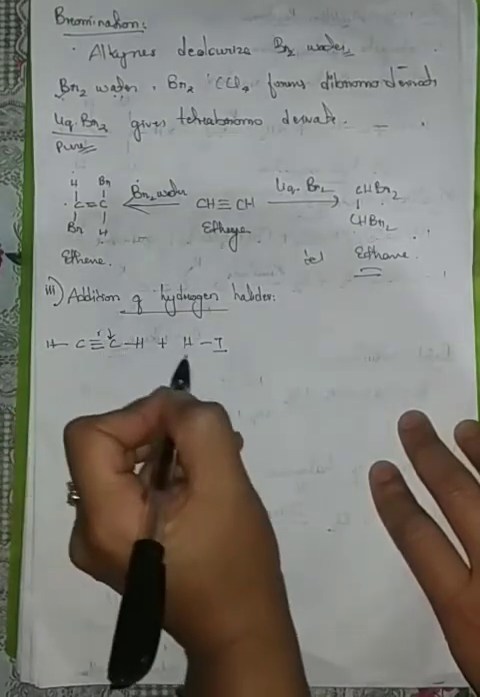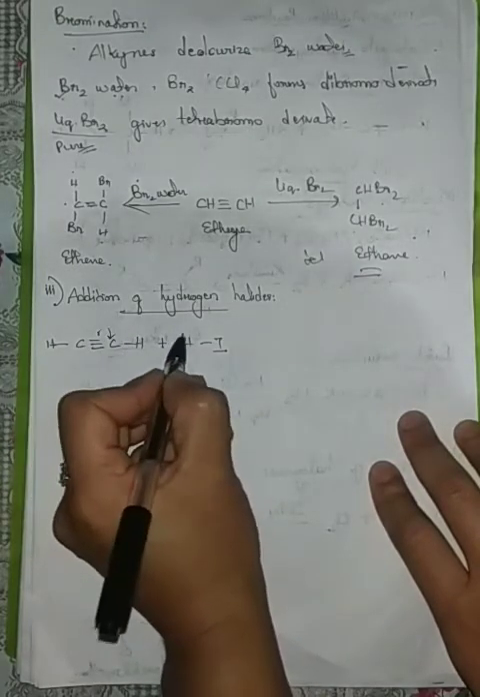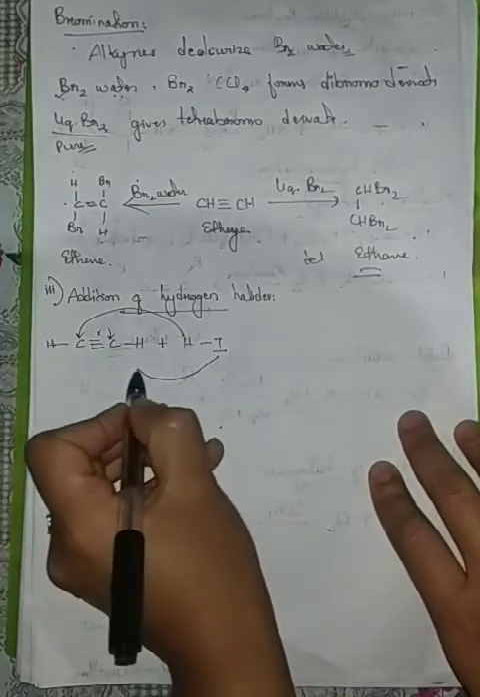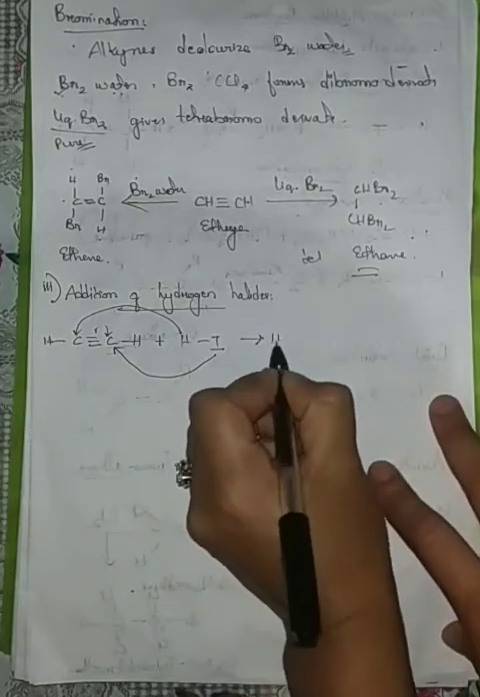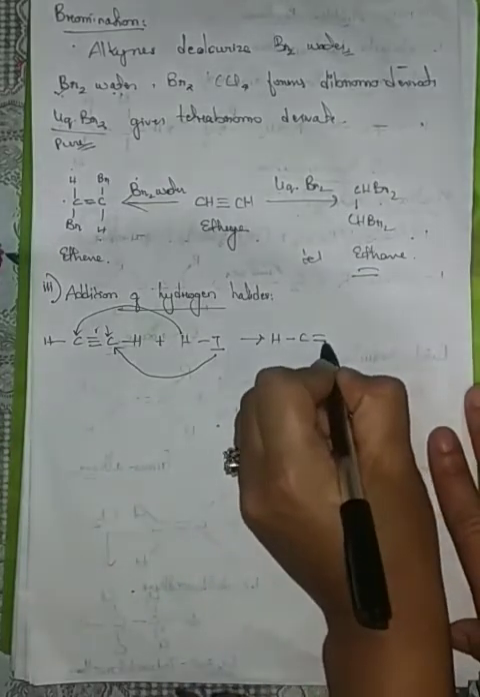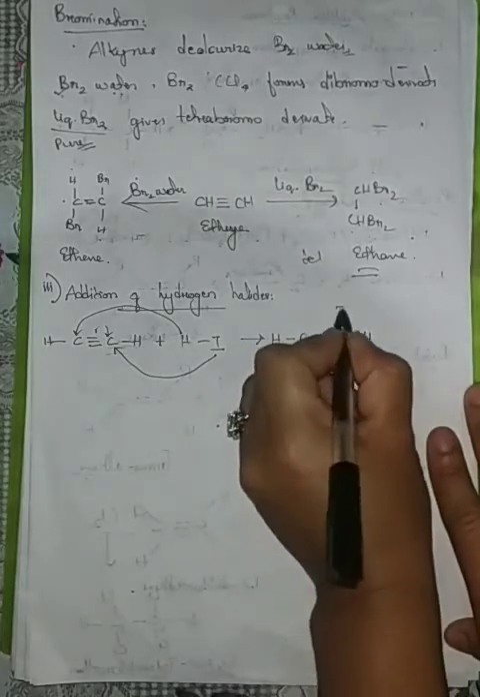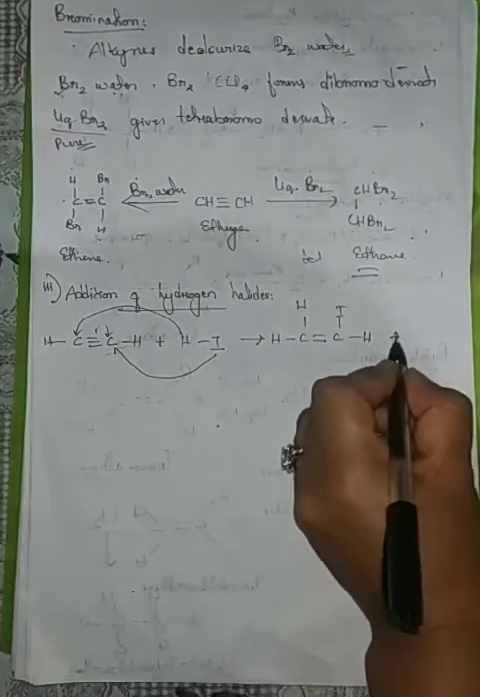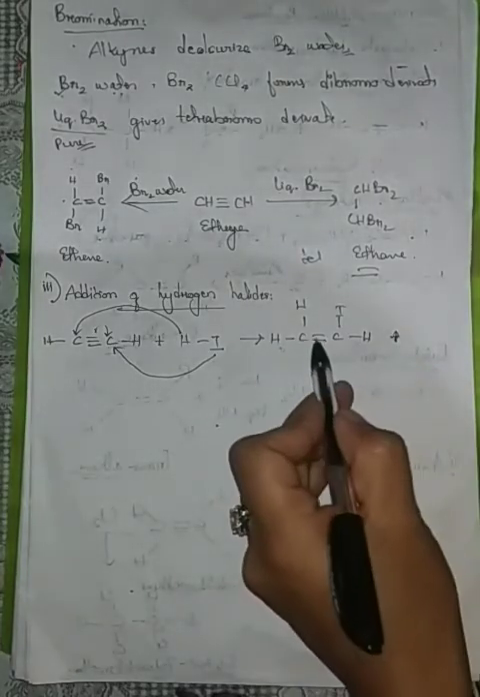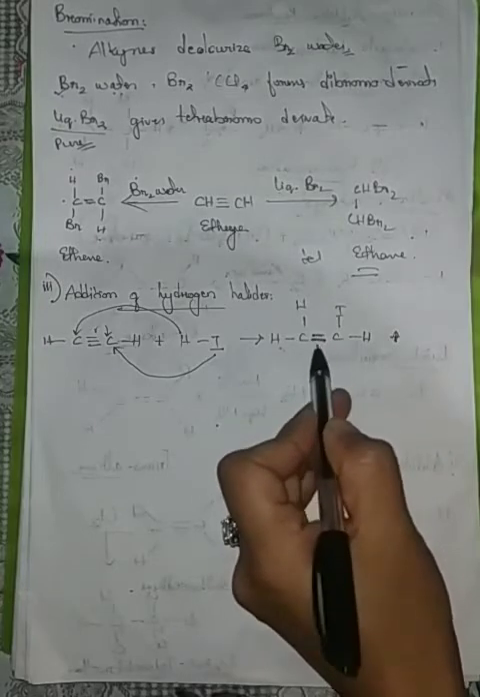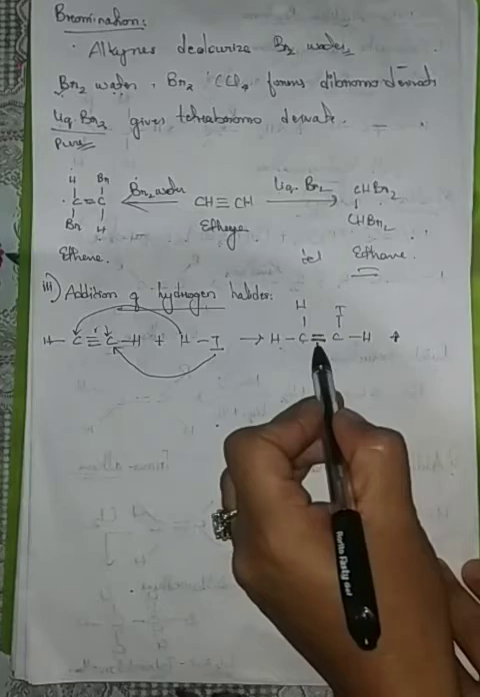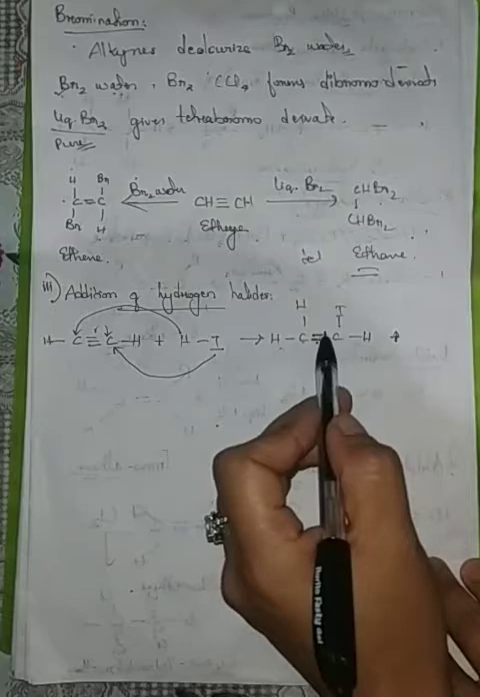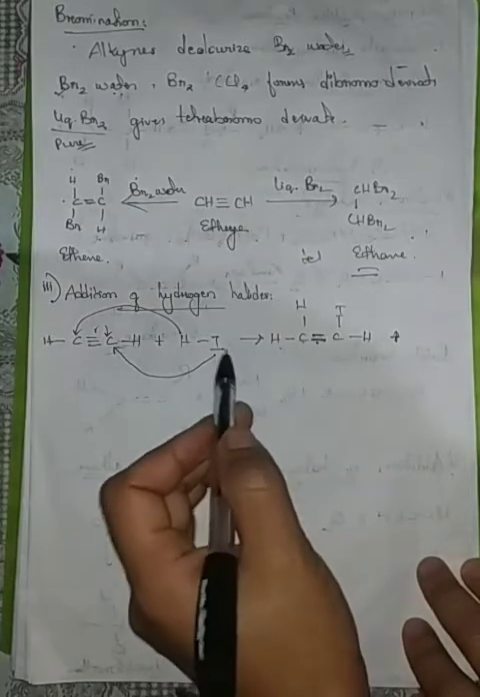Now if this bond breaks and goes up here, the H plus would come and attack here, and then the I would attack the second carbon. Therefore we would be getting here H, carbon to carbon double bond, one bond breaks up, and then HI would be added here. Alkenes, with carbon to carbon double bonds, are formed when we do the first addition of hydrogen halides.